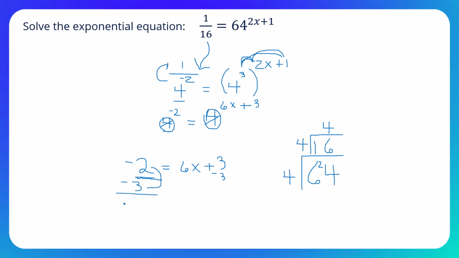Negative 2 minus 3 is negative 5. Equal 3 minus 3 is 0 equals 6x. Divide both sides by 6. 6 cancels, so x is equal to negative 5 over 6.